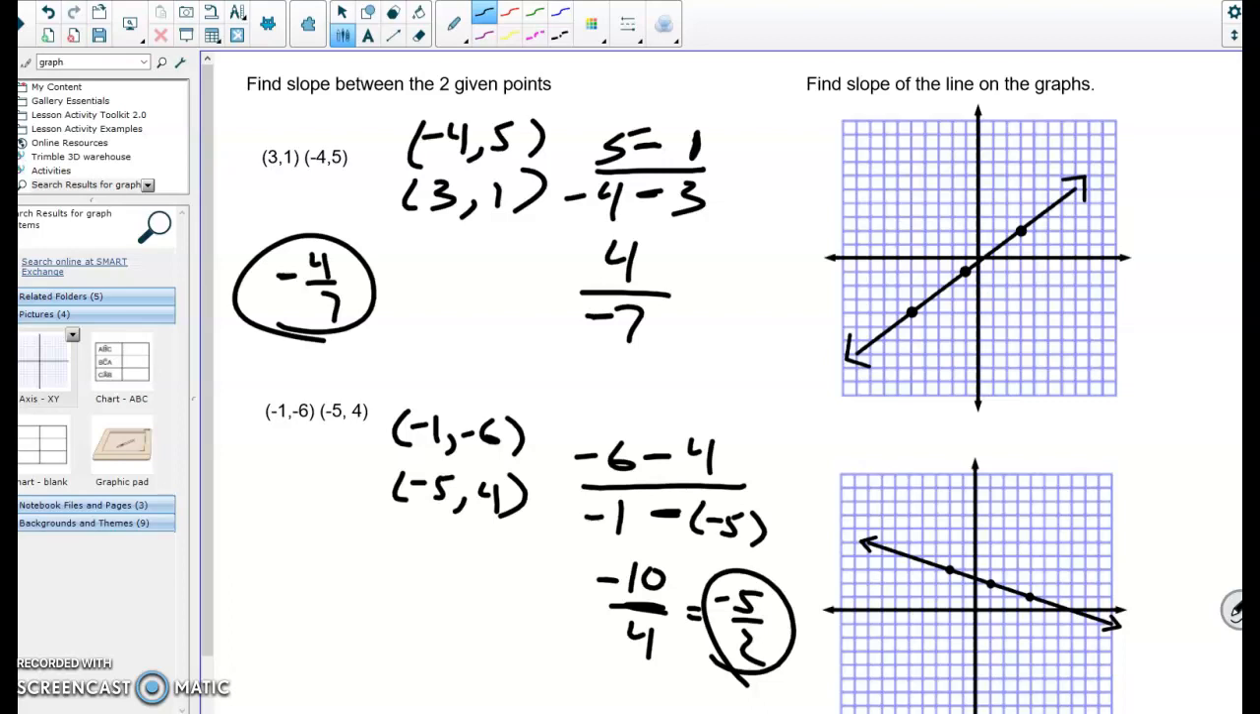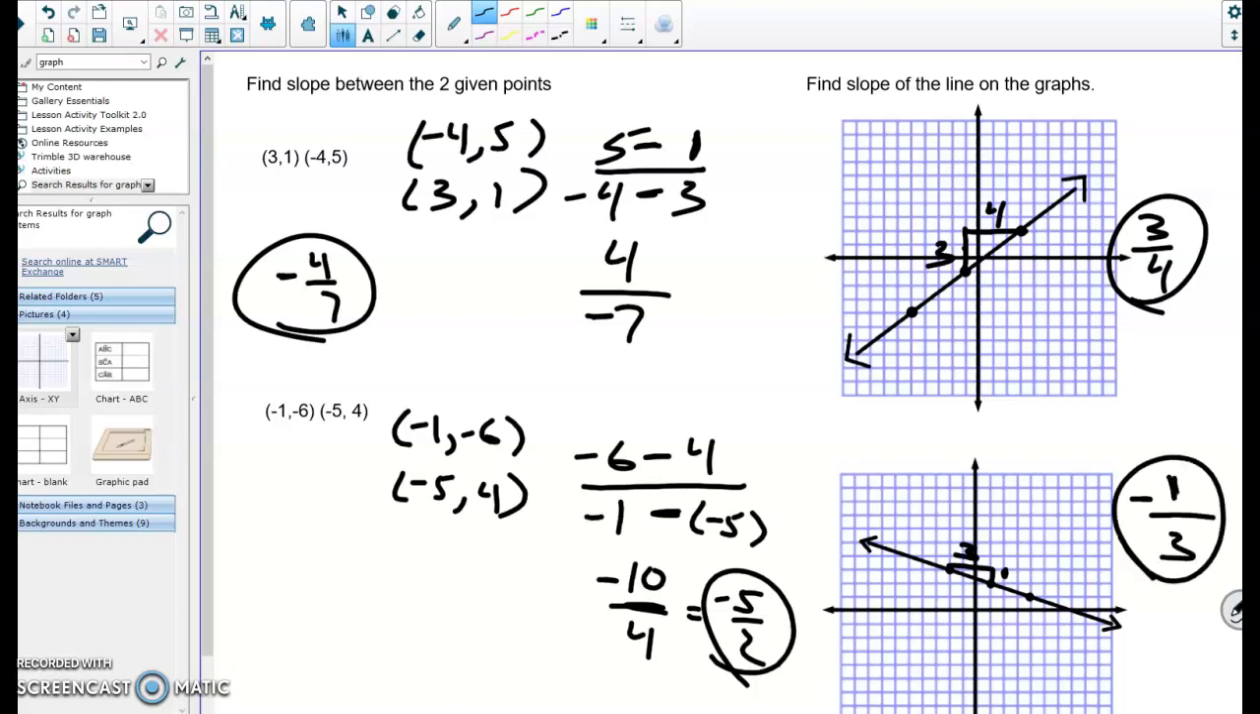Now, from the graph standpoint, we're just counting. Up, over. 1, 2, 3. 1, 2, 3, 4. So that slope is 3/4. Up 1, left 3. Up 1, left 3. So that slope, up 1, the 1 goes on top. The left 3 goes on the bottom. It becomes a slope of negative 1/3.